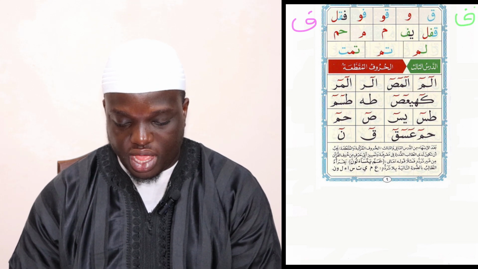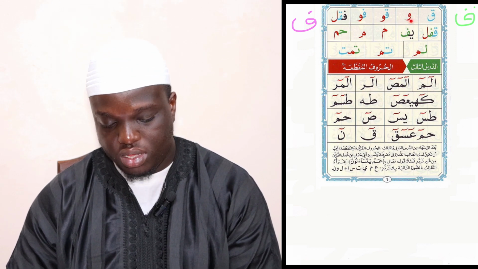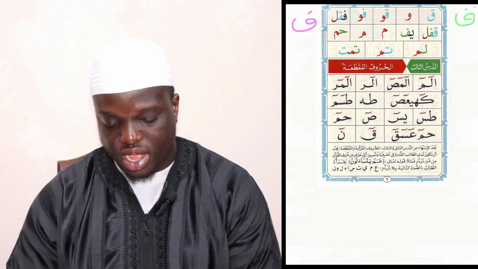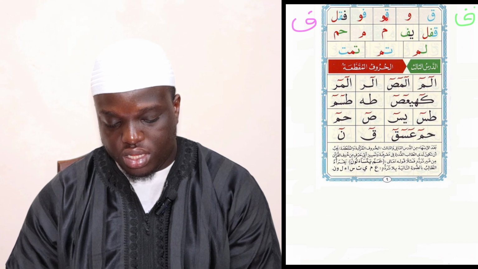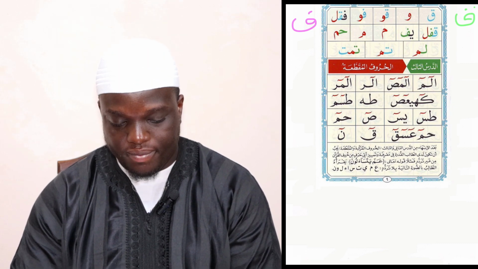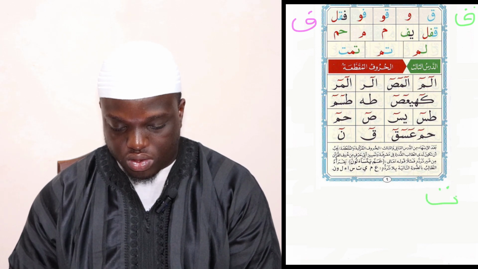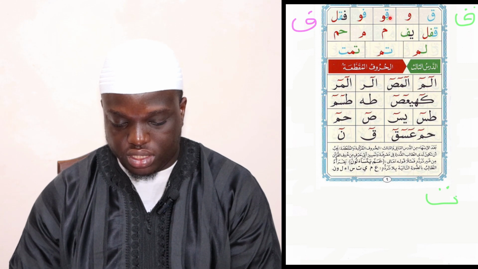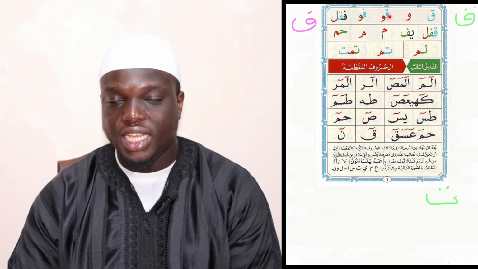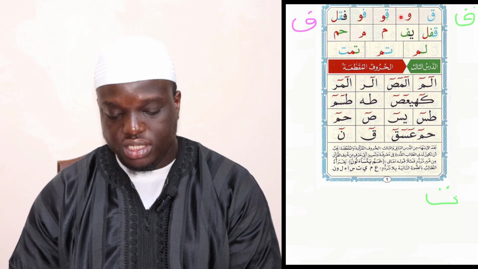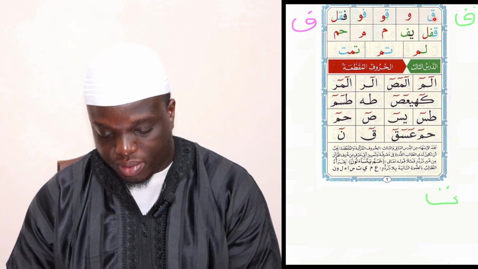So what letter is this? We have Qaf. Is this a Ta? Ta has two dots, but this is not Ta. Why? Because it doesn't have the shape of Ta. This is Qaf, because we see the shape.